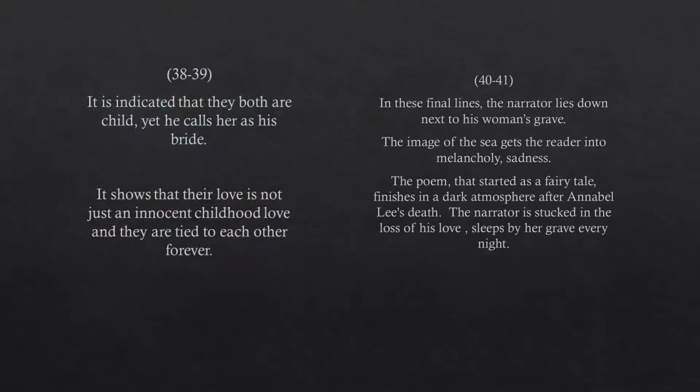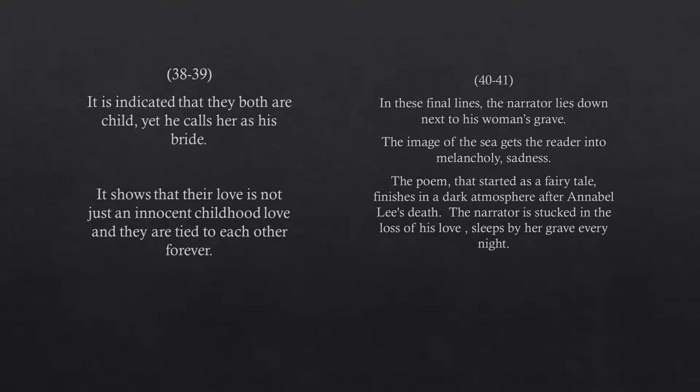And so, all the night tide, I lie down by the side of my darling, my life and my bride, in her sepulchre there by the sea, in her tomb by the sounding sea. It indicates that they are both children, however, he calls her as bride. So we understand that their love is not just an innocent childhood love. We understand the passion and strength of their love. They are tied to each other.